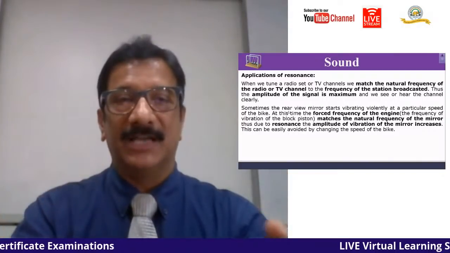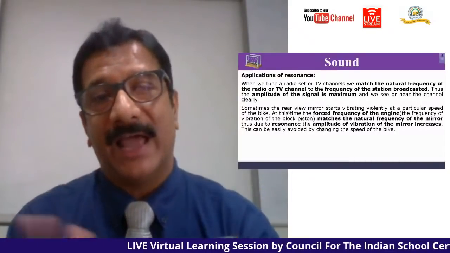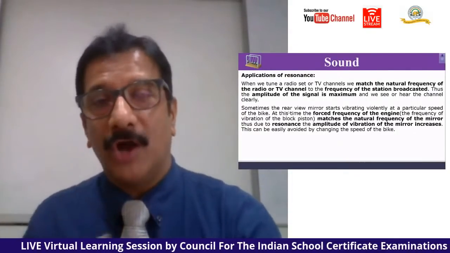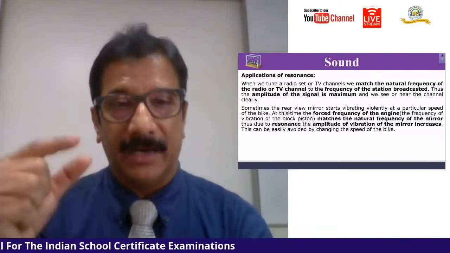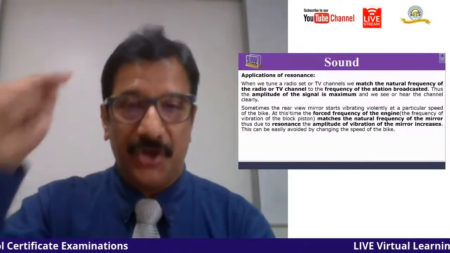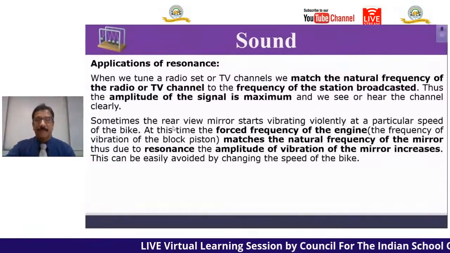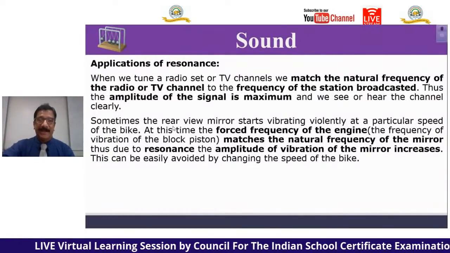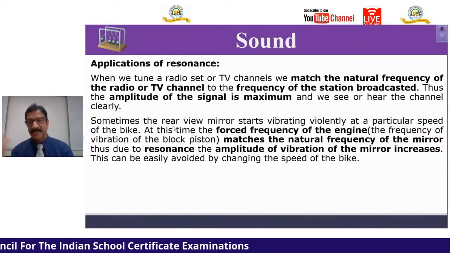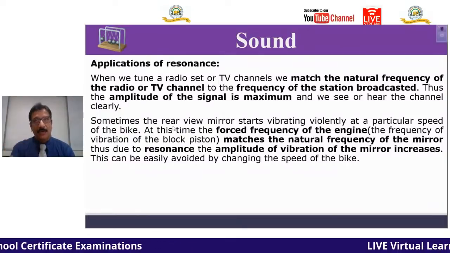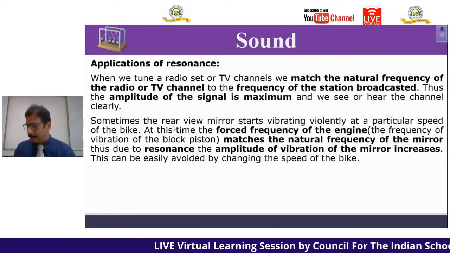So if this example is asked, you cannot just say that this happens because the frequency of forced vibration matches the natural frequency. You have not related it to the question. It is necessary to make it clear that it is because the frequency of the engine matches the natural frequency of the mirror. Therefore the mirror starts vibrating with greater amplitude, and you cannot see in the rear view mirror. How can it be stopped? By slightly changing the speed of the bike.